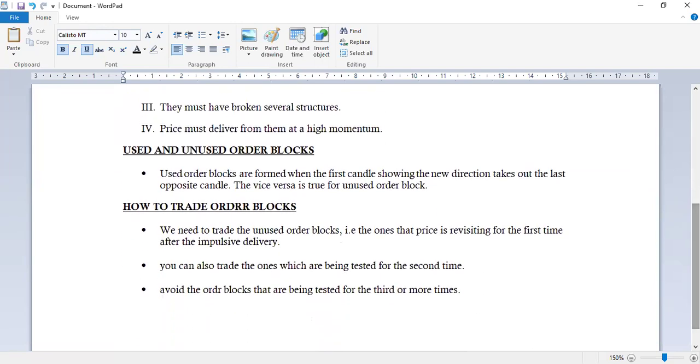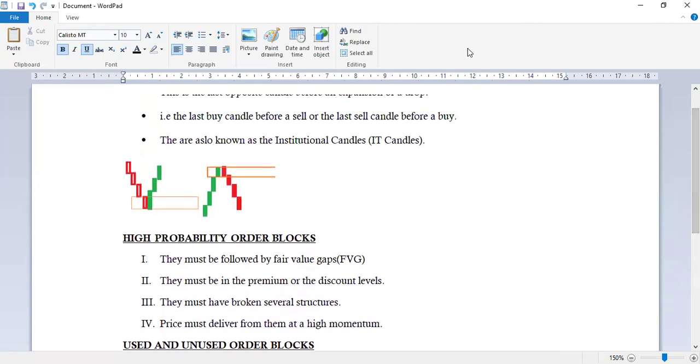We also need to identify the used and unused order blocks. The used order blocks are formed when the first candle showing the new direction takes out the last opposite candle. Like in this scenario, this candle is the last bearish candle, then this is the first green candle, which first takes out this one before continuing in that direction. Or in the second scenario, where this is the last green candle, the first red candle first takes out this one before continuing in that direction. That is what we call a used order block.